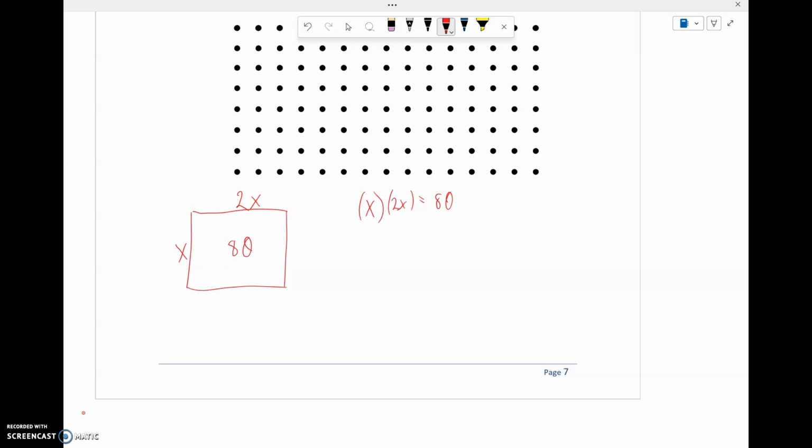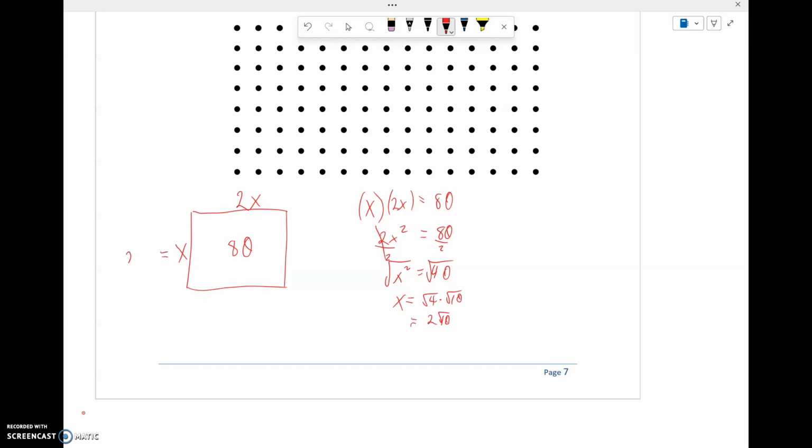So x times 2x is 2x squared, equal to 80. I want to isolate x, so I'm going to divide both sides by 2. I end up with x squared equals 40. But I want x by itself, not x squared, so I'm going to take the square root of both sides. Technically it should be plus or minus, but we're talking about distances, so we'll just use the positive version. Remember, square root of 40 can be broken down into square root of 4 times square root of 10. I went with 4 and 10 because square root of 4 is a perfect square, meaning its square root is an integer value. So in the end, I end up with 2 root 10 as my value of x.